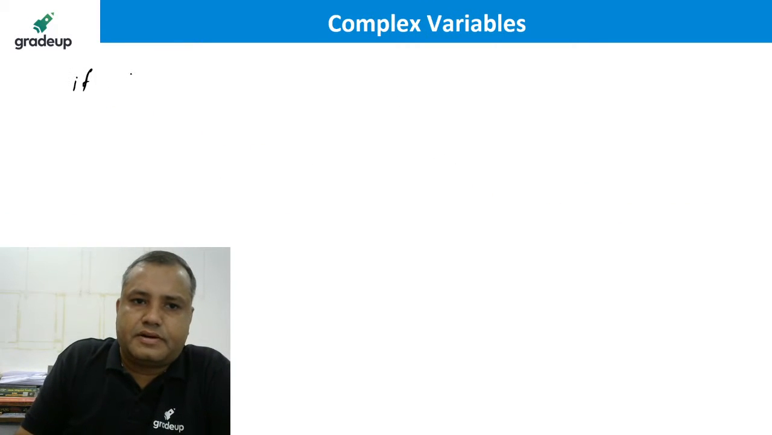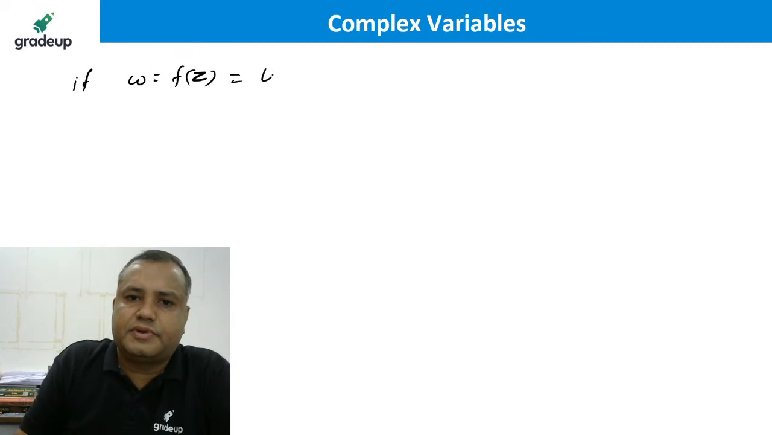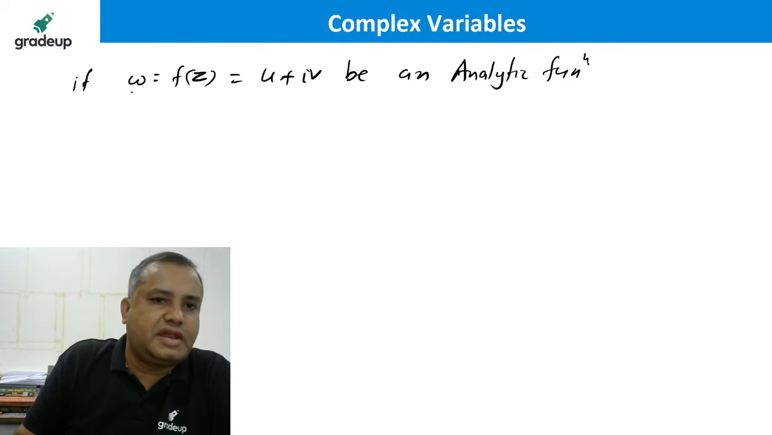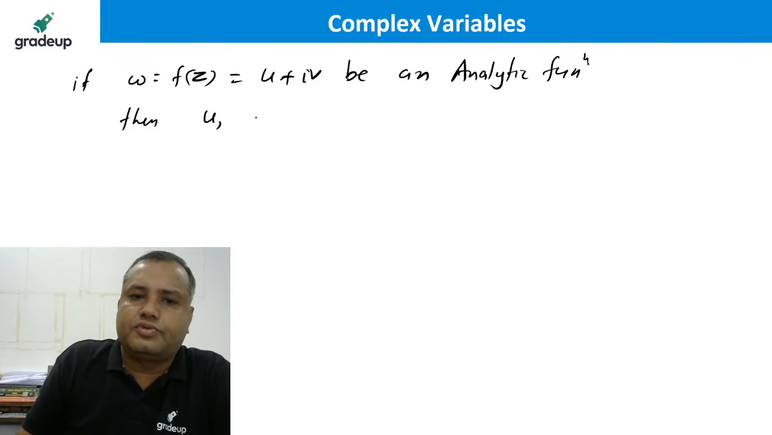If w equal to f of z, which is u plus iv, be an analytic function, then real part u and imaginary part v must be harmonic functions. Wow, great.